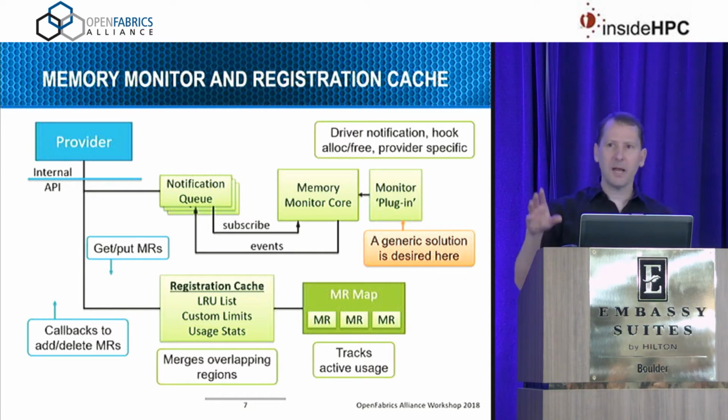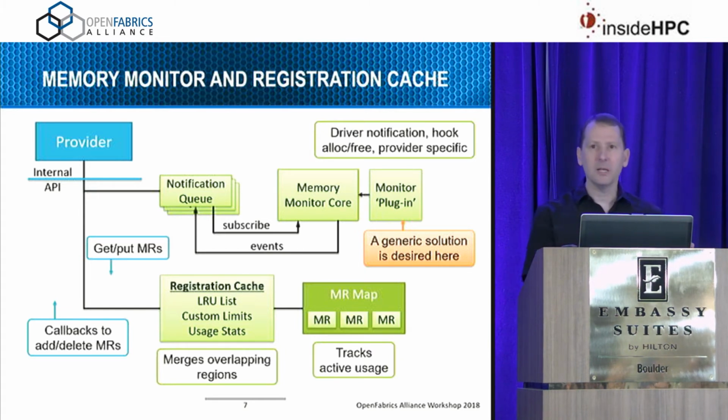And we have a kind of plug-in design where a provider or general core code within libfabric can plug into the monitor to report these events. So Cray, for example, in their area, has a proprietary plug-in that reports the memory mapping changes. We have a very simple one that simply hooks malloc and free that works okay in a benchmark. And what we're really looking for is a generic solution here.